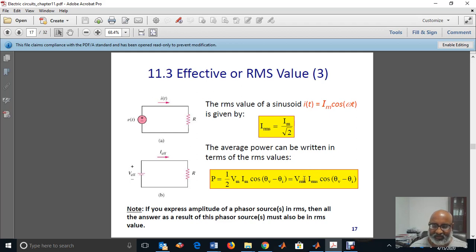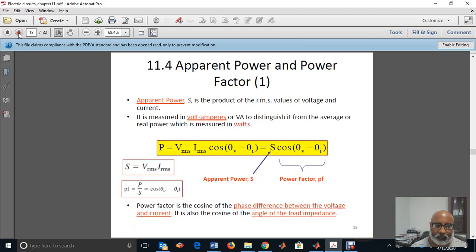But if we express the phasor voltage and the phasor current in terms of the peak voltage and the peak current, then we have to make Vm over radical 2 and Im over radical 2, which is Vrms times Irms. Apparent power is the product of the RMS value of the voltage and the current. The unit of the apparent power is volt ampere, because I have voltage times current.